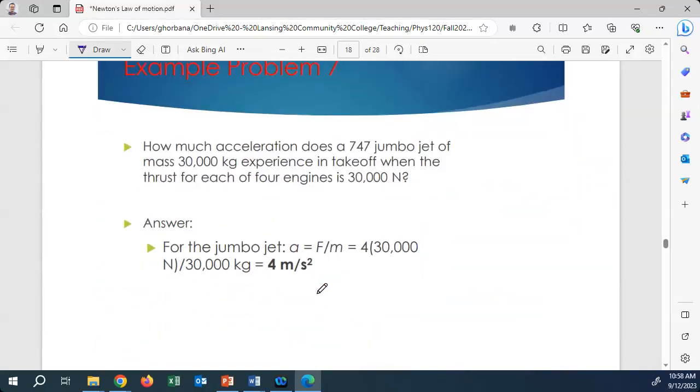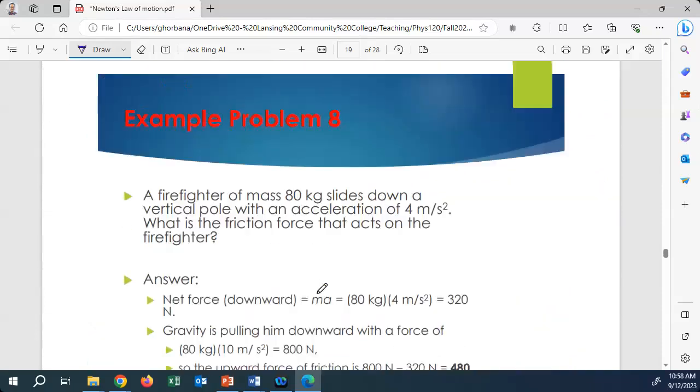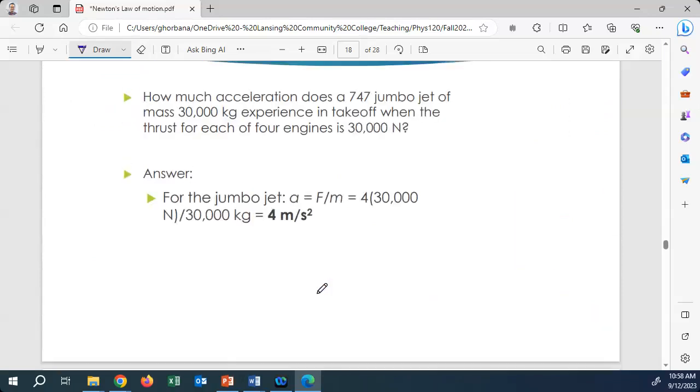Let me just see an example. Let me do these two more problems, okay? How much acceleration does a 744 jumbo jet of the mass of 30,000 kilogram experience in the takeoff when the thrust force of our engine is exactly 30,000 Newton?